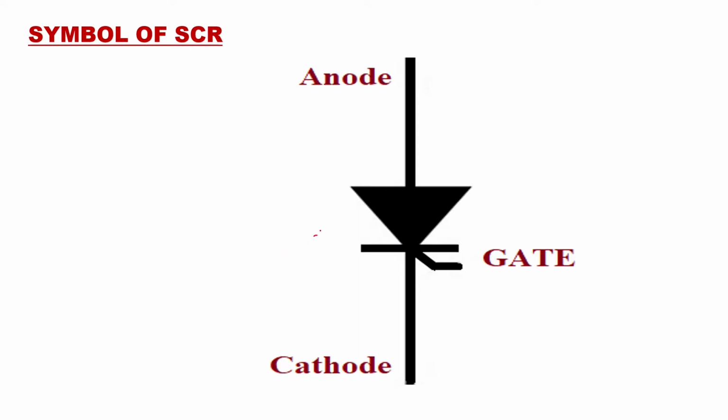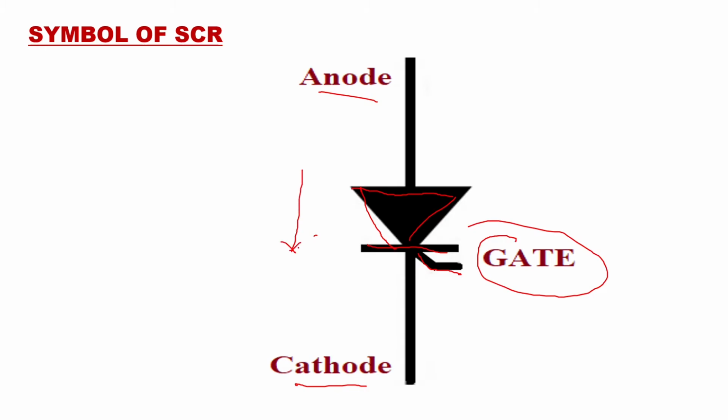Symbol of SCR you can see here. You can see an arrow and a structure the same as your diode, but the only difference is that a third terminal comes here. So this will be your positive electrode, which is called the anode, on top. And this will be the negative terminal, which will be called the cathode, and the control terminal in between will be called the gate. This is the direction of flow of conventional current. So this is your symbol for SCR.